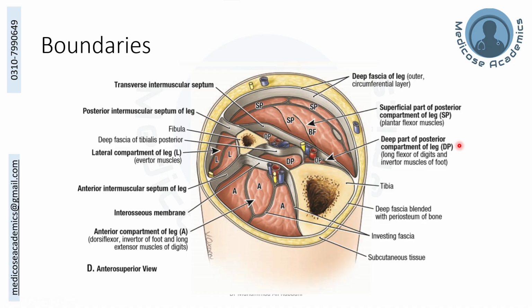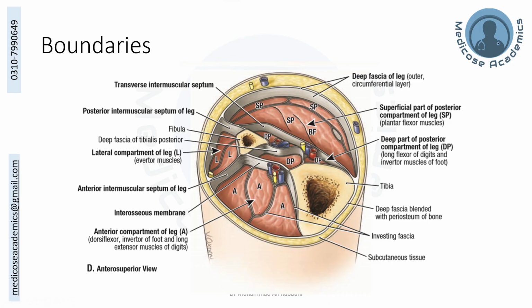That brings us to the boundaries. To give an idea, here is the fibula with its posterior, anterior, lateral and medial surfaces, and the tibia with its anterior, medial and posterior surfaces. This one is the interosseous membrane. The circle surrounding it is the deep fascia, and there are two important septa dividing the compartments: the anterior intermuscular septum and the posterior intermuscular septum. This is the part that we are going to discuss in this lecture.